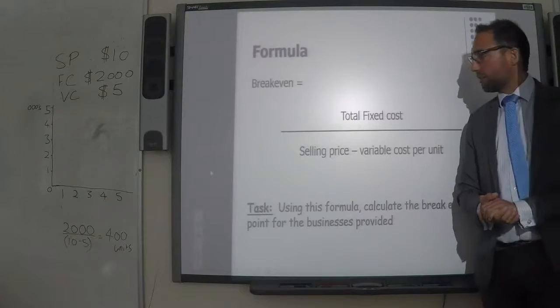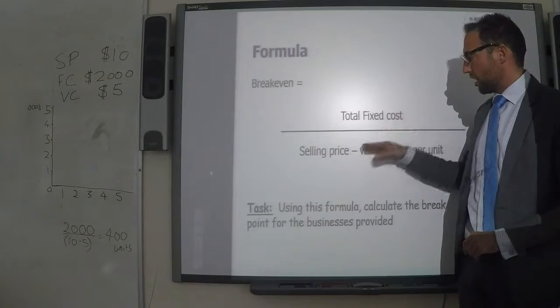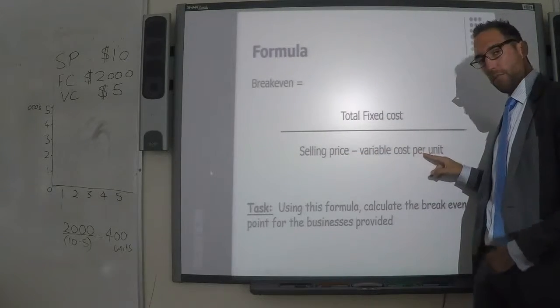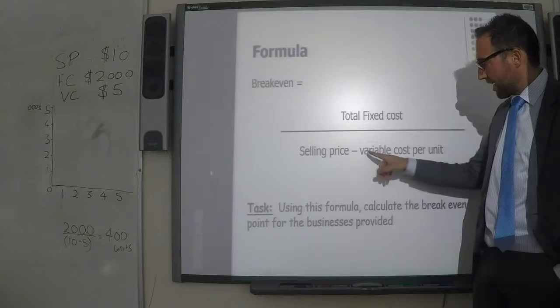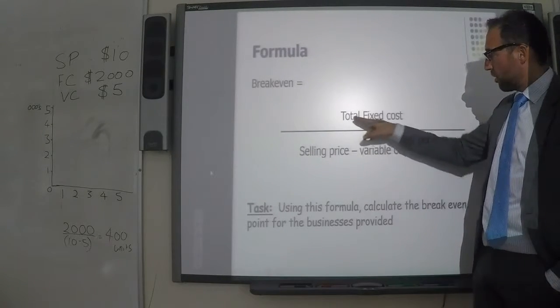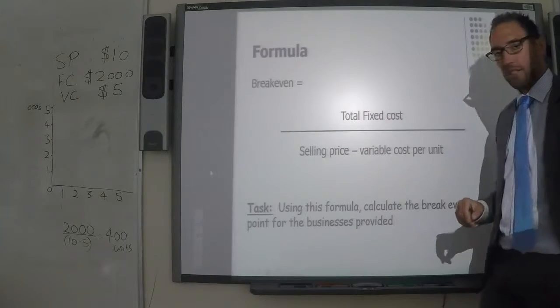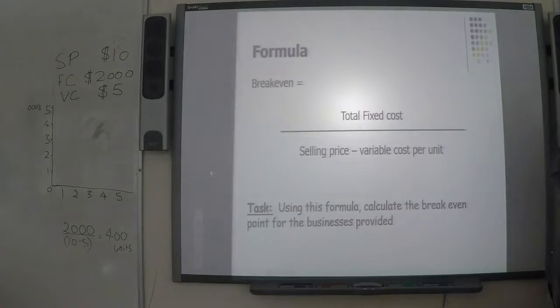We also have the break-even formula. Now with the break-even formula, we take the fixed costs and we do the selling price minus the variable cost per unit. Now remember, this time it's the variable cost per unit, not the total variable cost. So total, it's the fixed costs divided by selling price minus the variable cost per unit.